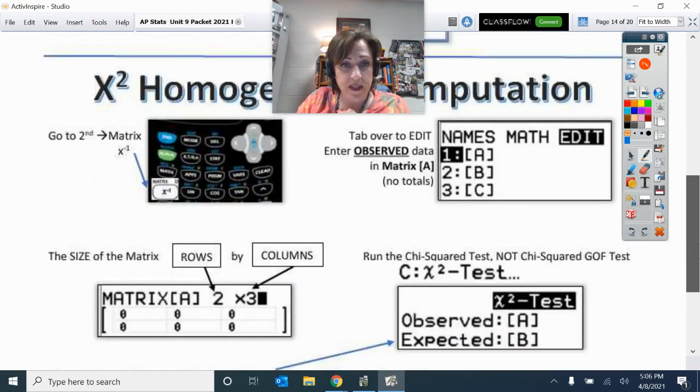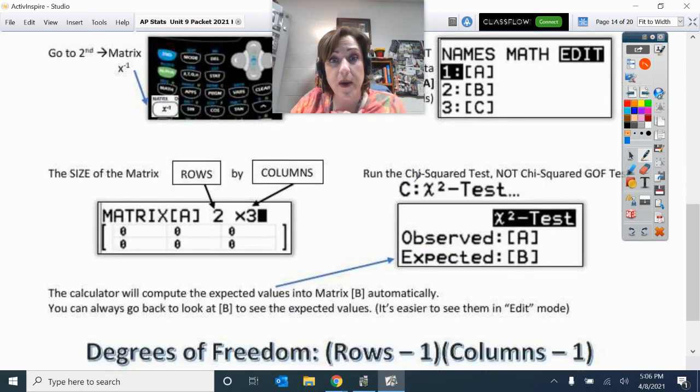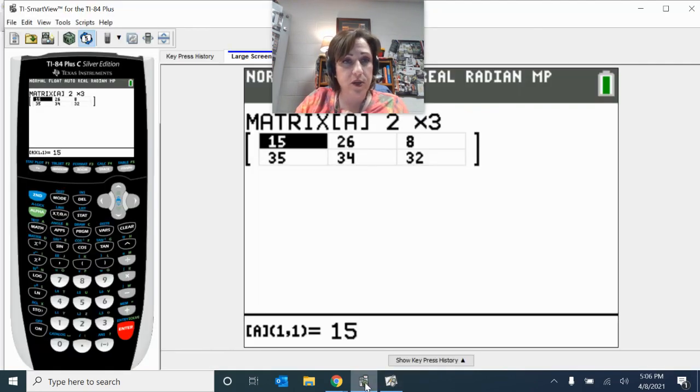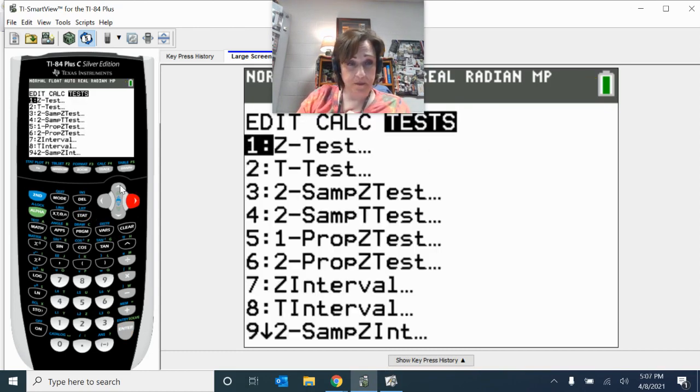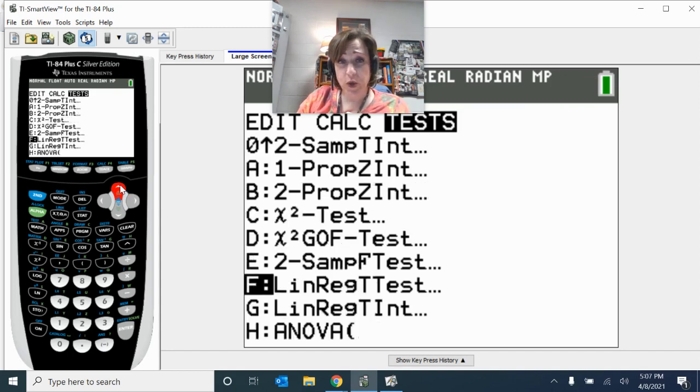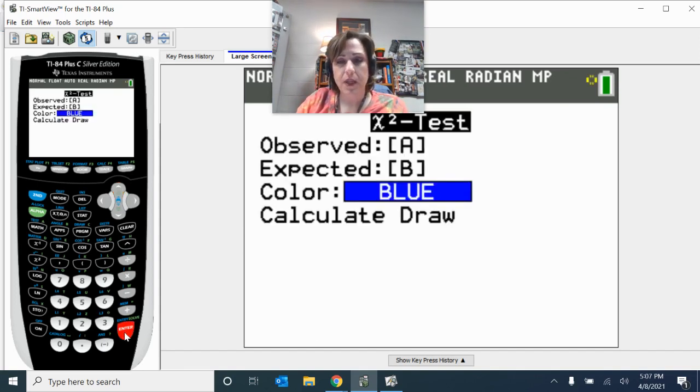So next, after we put that in, we are now going to go and run the chi-squared test. Make sure you do not run the goodness of fit test, but the chi-squared. So here we go. Stat. Tab over to tests. And remember, you get there quicker if you actually go up. So here it is. Chi-squared test. So I'm going to hit enter. All right. And then it asks you, where is your information? So my observed information is in matrix A.